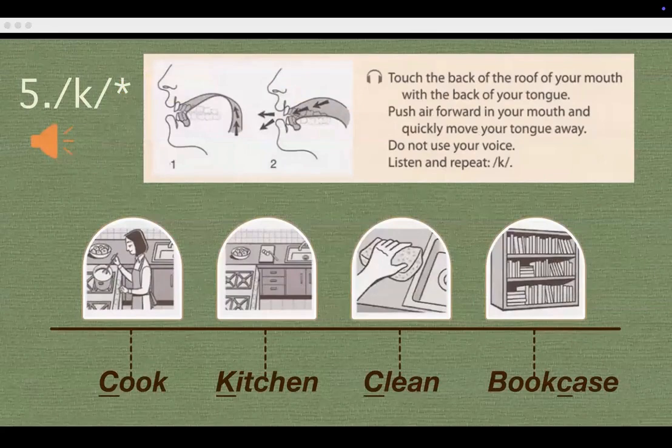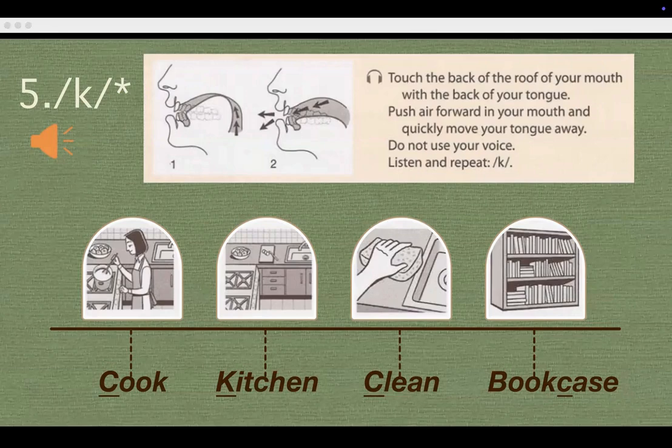Next one we have the voiceless consonant sound, k. To pronounce this sound, you need to touch the roof of your mouth with the back of your tongue. Push air forward in your mouth and quickly move your tongue away. And do not use your voice. Listen and repeat the voiceless consonant sound.